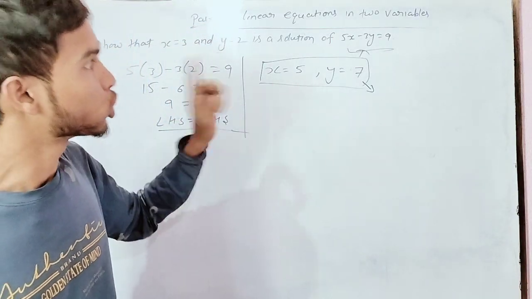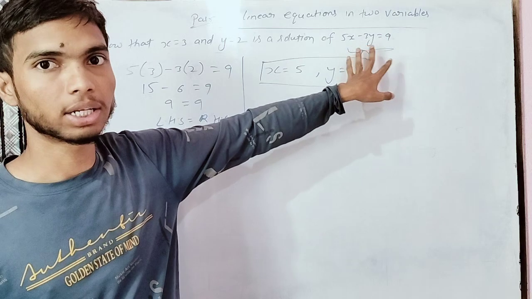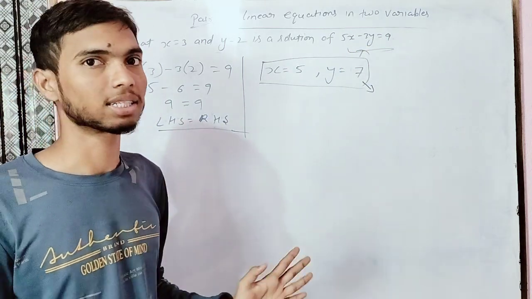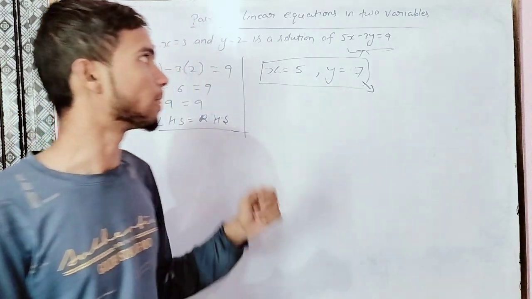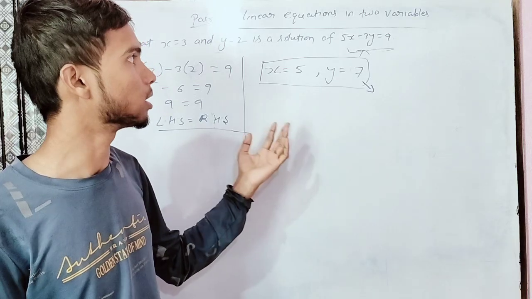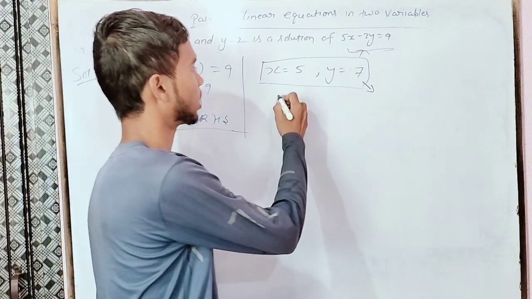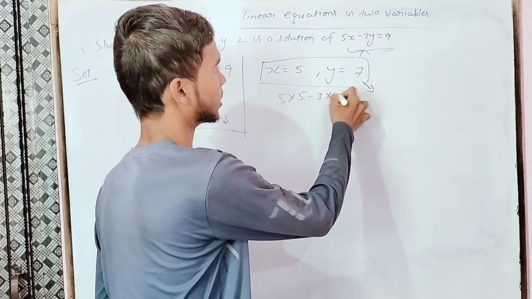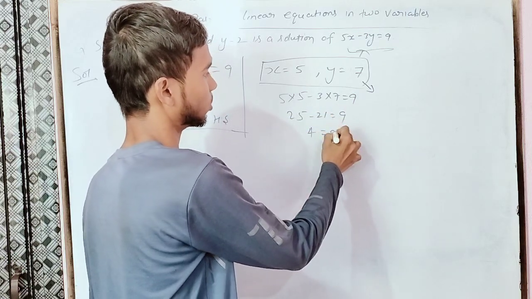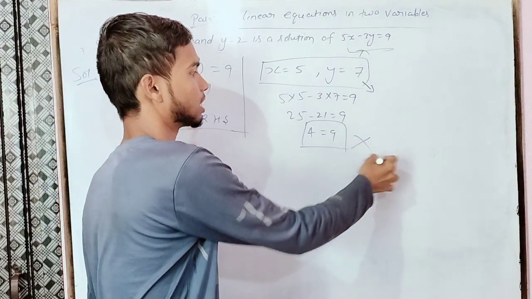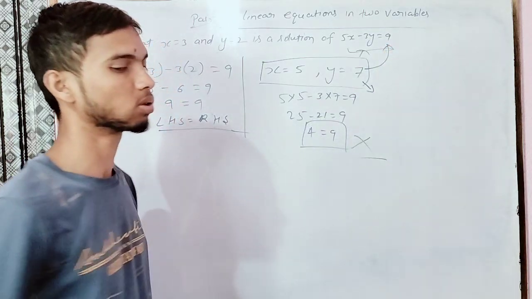So here, after substituting this in this linear equation, if LHS and RHS are not equal, then we would say these are not the numbers that make both sides equal to each other. 5 multiplied by 5 minus 3 multiplied by 7 is equal to 9. 25 minus 21, so here 4 is equal to 9. You can see, we would say this is incorrect. This is not a solution for this.